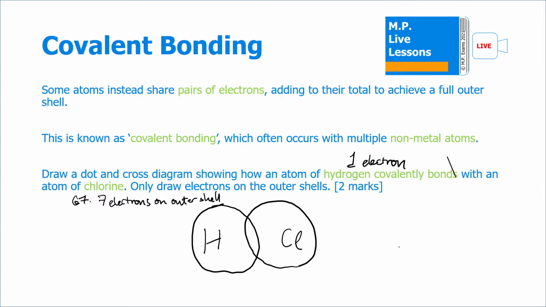Hydrogen only has 1 electron and it needs to gain another one because the first shell is 2 maximum, second is 8, third is 8, and so on. So hydrogen needs to gain 1 electron. So it puts its own electron in the middle and receives 1 from chlorine. And remember, you need to have a little key so that a cross is the electrons from a hydrogen atom and the dots are the electrons from a chlorine atom.